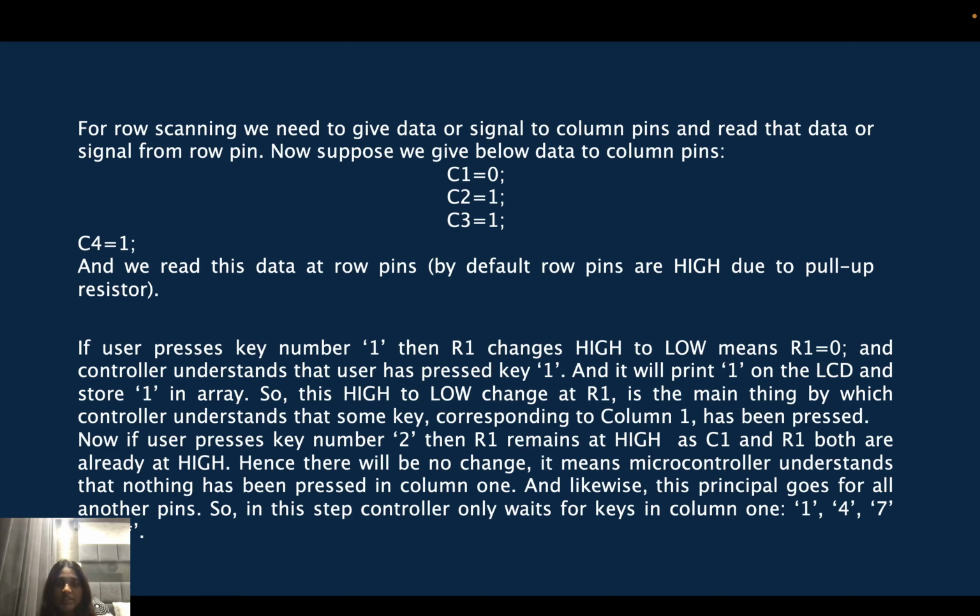So this high to low change at R1 is the main thing by which the controller understands that some key corresponding to column 1 has been pressed. Now if the user presses key number 2, then R1 remains at high, as C1 and R1 are both already at high, hence there will be no change. It means the microcontroller understands that nothing has been pressed in column 1, and likewise this principle goes for all other pins. So in this step, the controller only waits for keys in column 1: 1, 4, 7 and star.